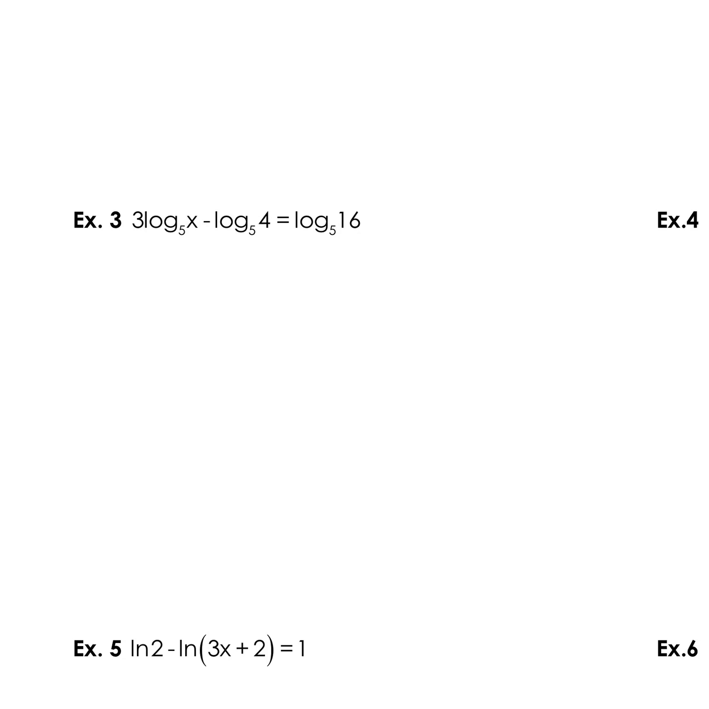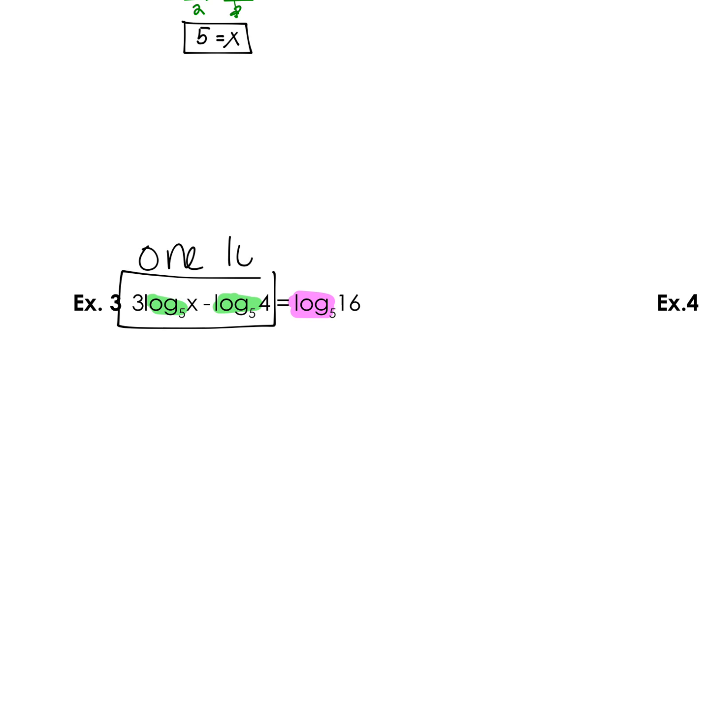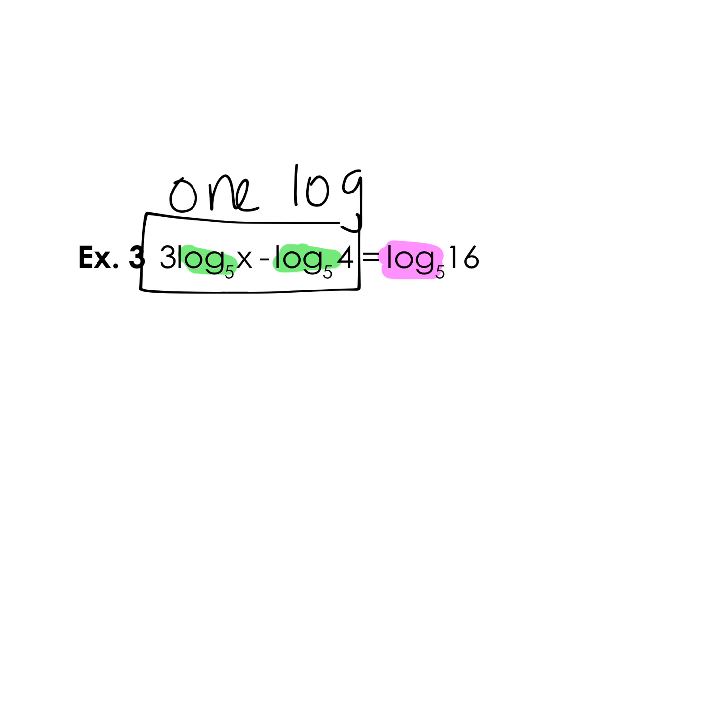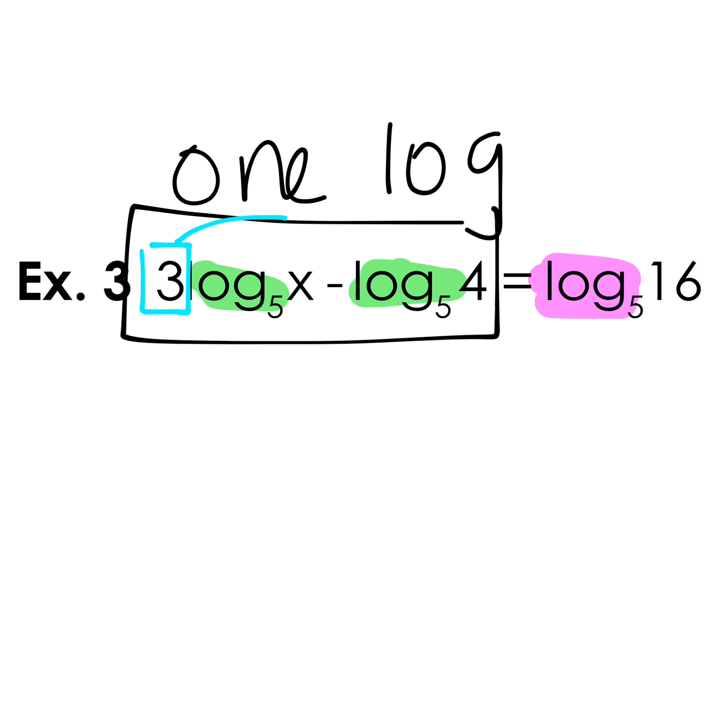Okay, so notice that we have 2 logs over on one side and then we have another log on the other side. And that's okay, but we definitely want to condense this left side of the equation down to one log. Okay, so how do we do that? Well, let's deal with this 3 right here. What happens with that 3? Well, remember, to condense it, we've got to come back and put it as an exponent of that x.